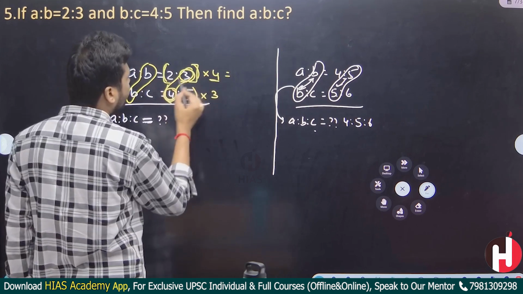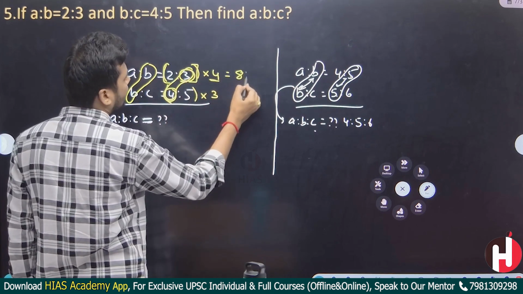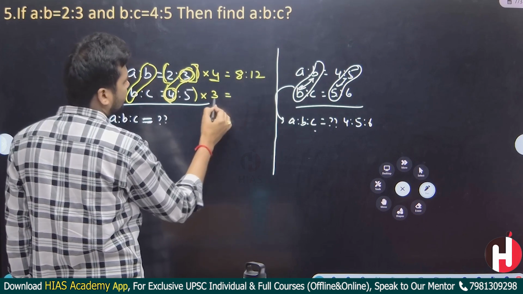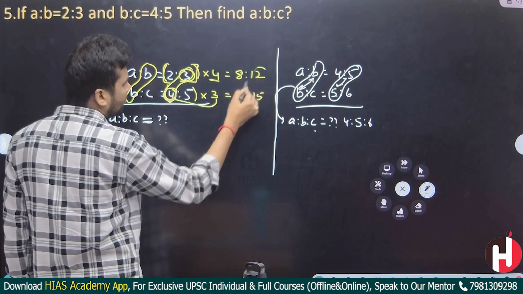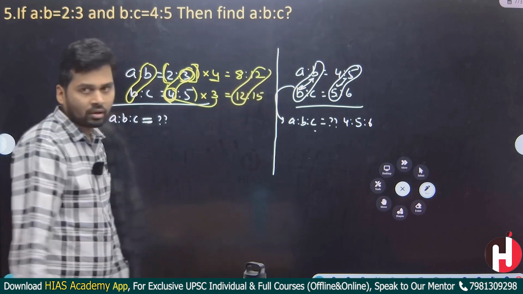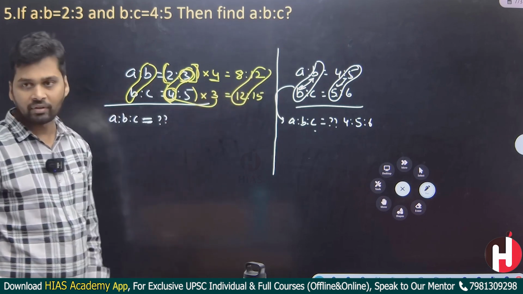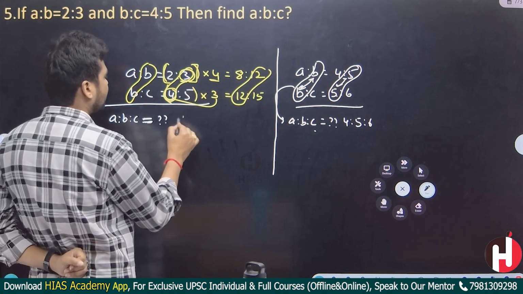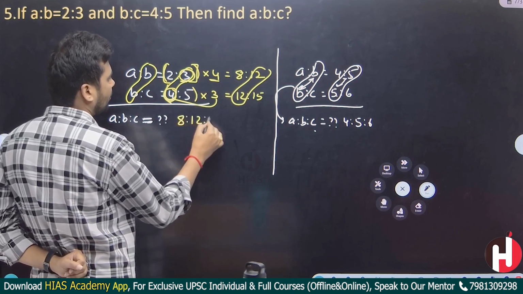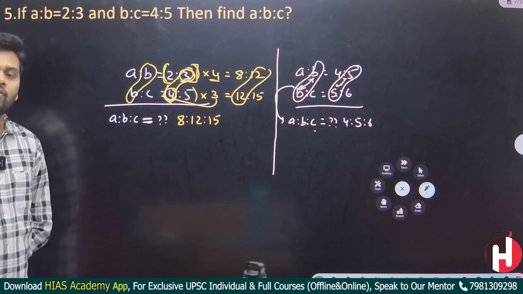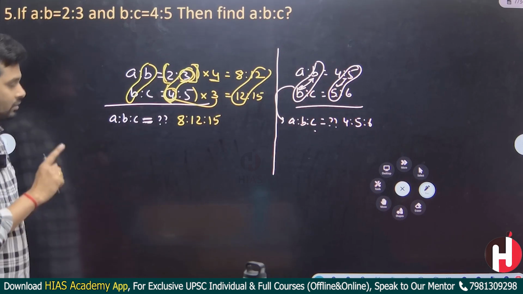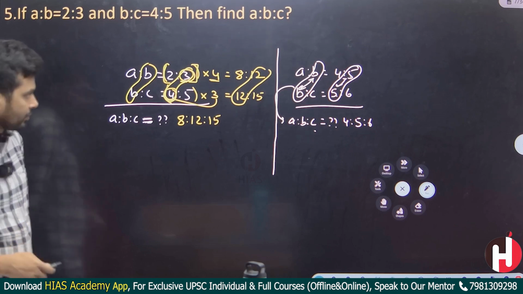4. 4 into 2 is to 3 means that 4 2s are 8, 4 3s are 12. And similarly 3 4s are 12, 3 5s are 15. Now you can see that B value is equal to what? 12 in the first ratio, 12 in the second ratio. So finally A is to B is to C means that what? 8 is to 12 is to 15. You understand it? This is how we equate the constant term B value, right?